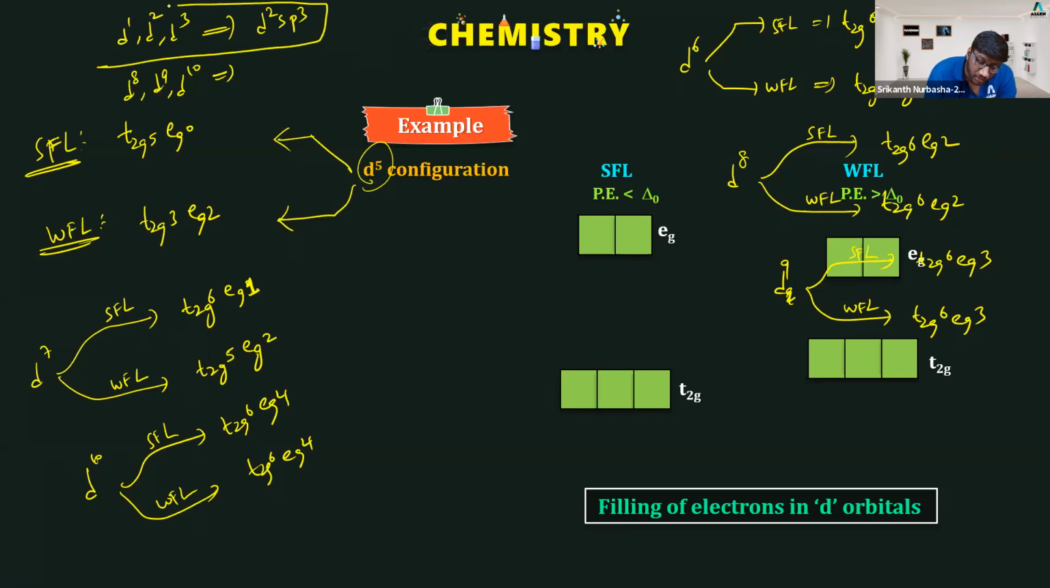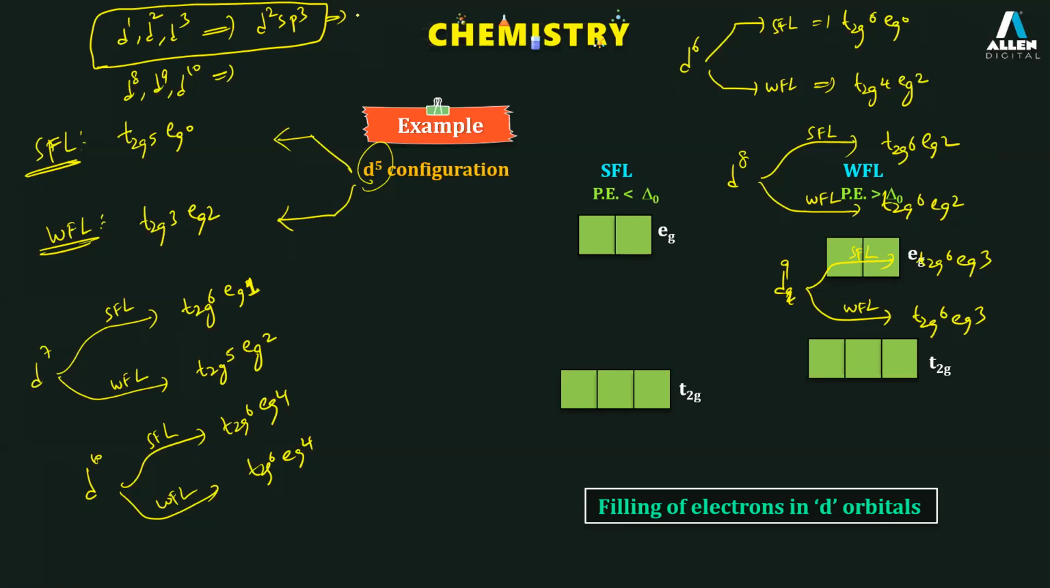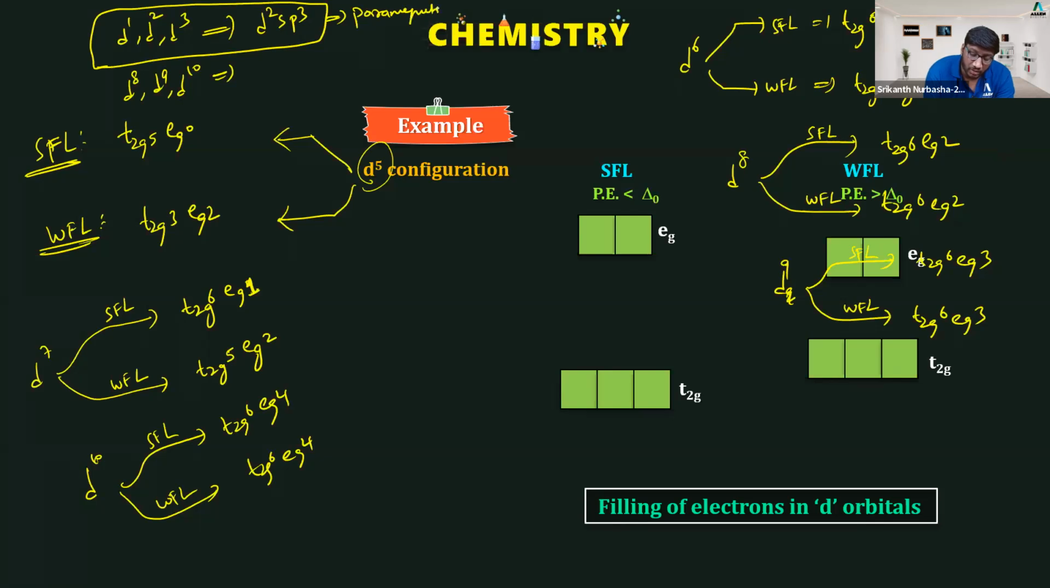Very good. And all are paramagnetic or diamagnetic? D1, D2, D3? Paramagnetic. All are paramagnetic because we have an unpaired electron.